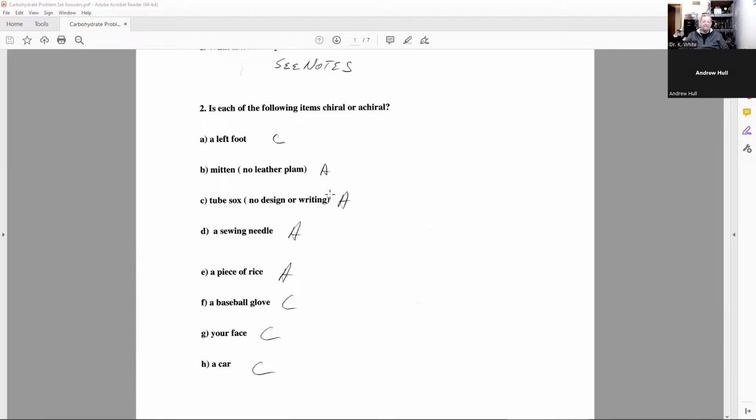Tube socks. Well, if there's no toes, I should have also put on there design or writing on it. It's got a superimposable mirror image. It's achiral. And if you remember, I did that great artwork. A sewing needle has a superimposable mirror image. So does a piece of rice. So they're both achiral.